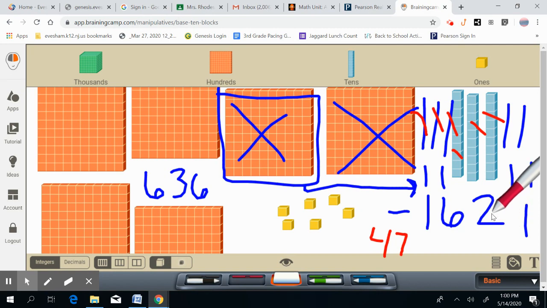Now I need to go to my ones. So let's see. Here's my 636 number. I have 6 ones and I'm subtracting 2. Can I do that? Or do I need to regroup again? Hopefully you said I can do that. So here's my 6 ones. Cross out 2. How many are left? Whoop, 4.